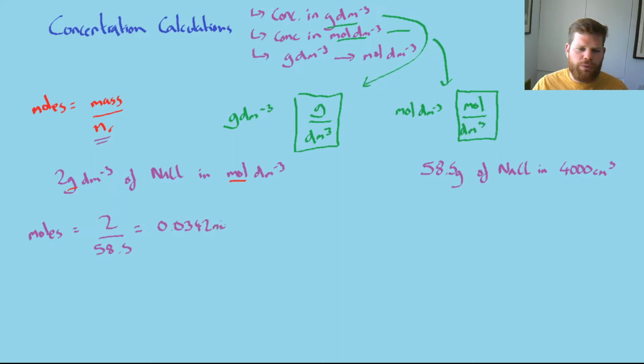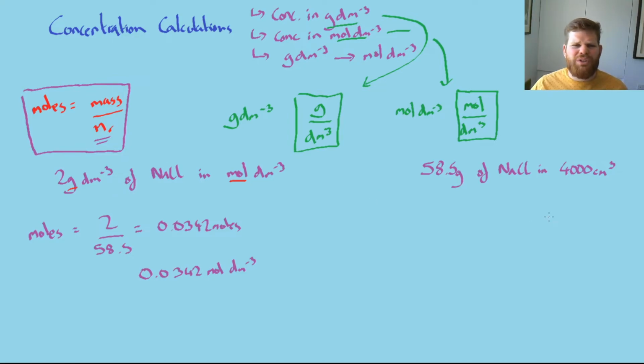And the number is 0.0342 moles. Now, interestingly here, because we're going from grams per decimetre cubed to moles per decimetre cubed, we can just convert this number straight across. So actually, our concentration is just going to be 0.0342 moles per decimetre cubed. That's it, we've just got to convert that grams into moles. So if we have a question like this, that's all you have to do, just use this calculation from earlier in the videos that we have done.